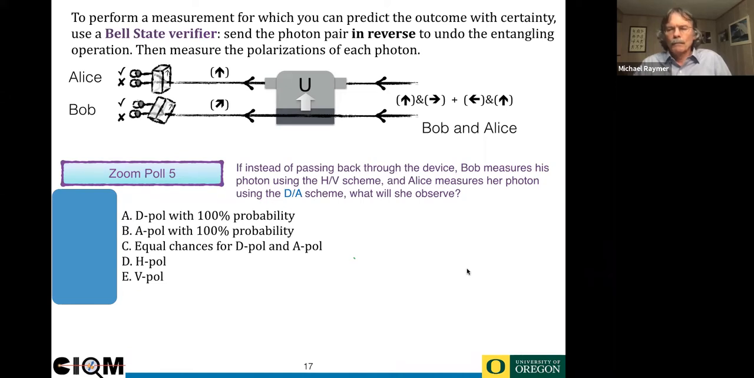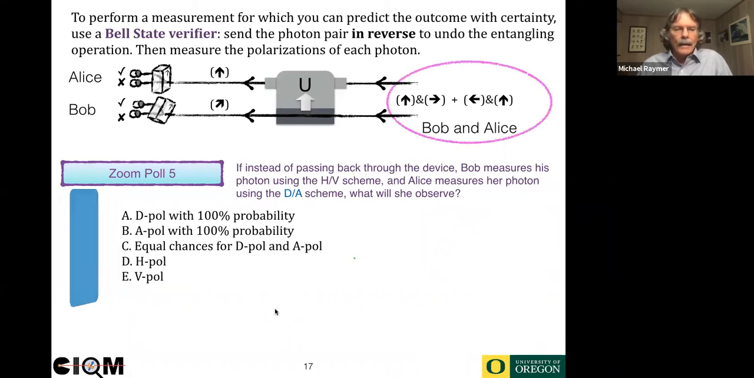We still don't have complete agreement, but we have mostly agreement. And the answer is equal chances for D and A. And quickly, it's because if Bob gets this one, V, Alice is in H, which we know gives equal probability for D and A. If Bob gets H, then he knows that Alice is in V, which also has equal probabilities for D and A, because V is a linear superposition of D and A. So, hope you all see that. Moving on.